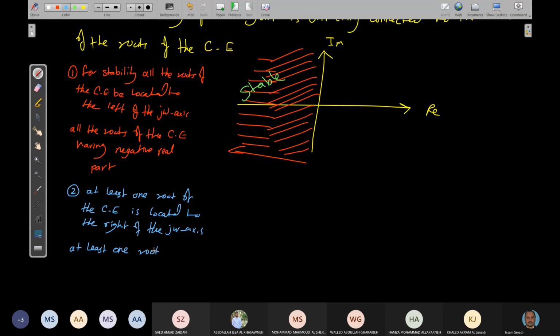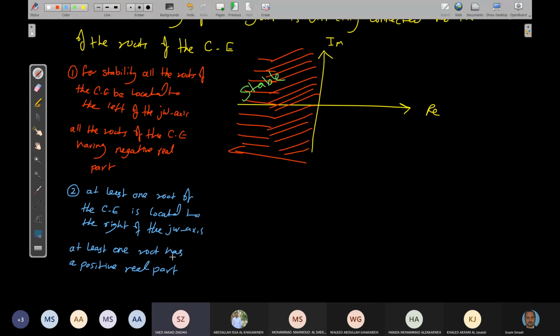Because you know that if one mode is unstable, all the system will be unstable, correct? One root has a positive real part, correct?